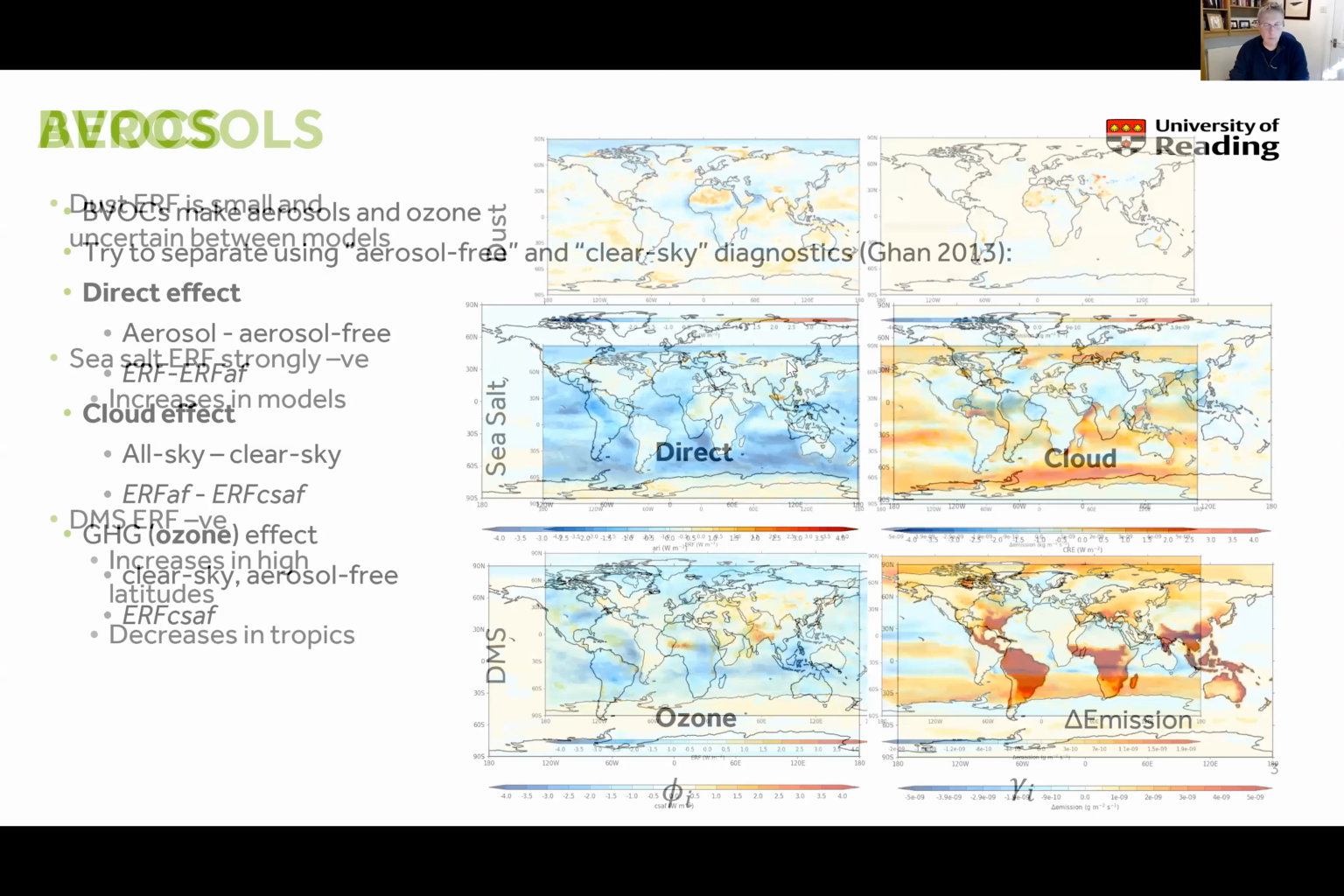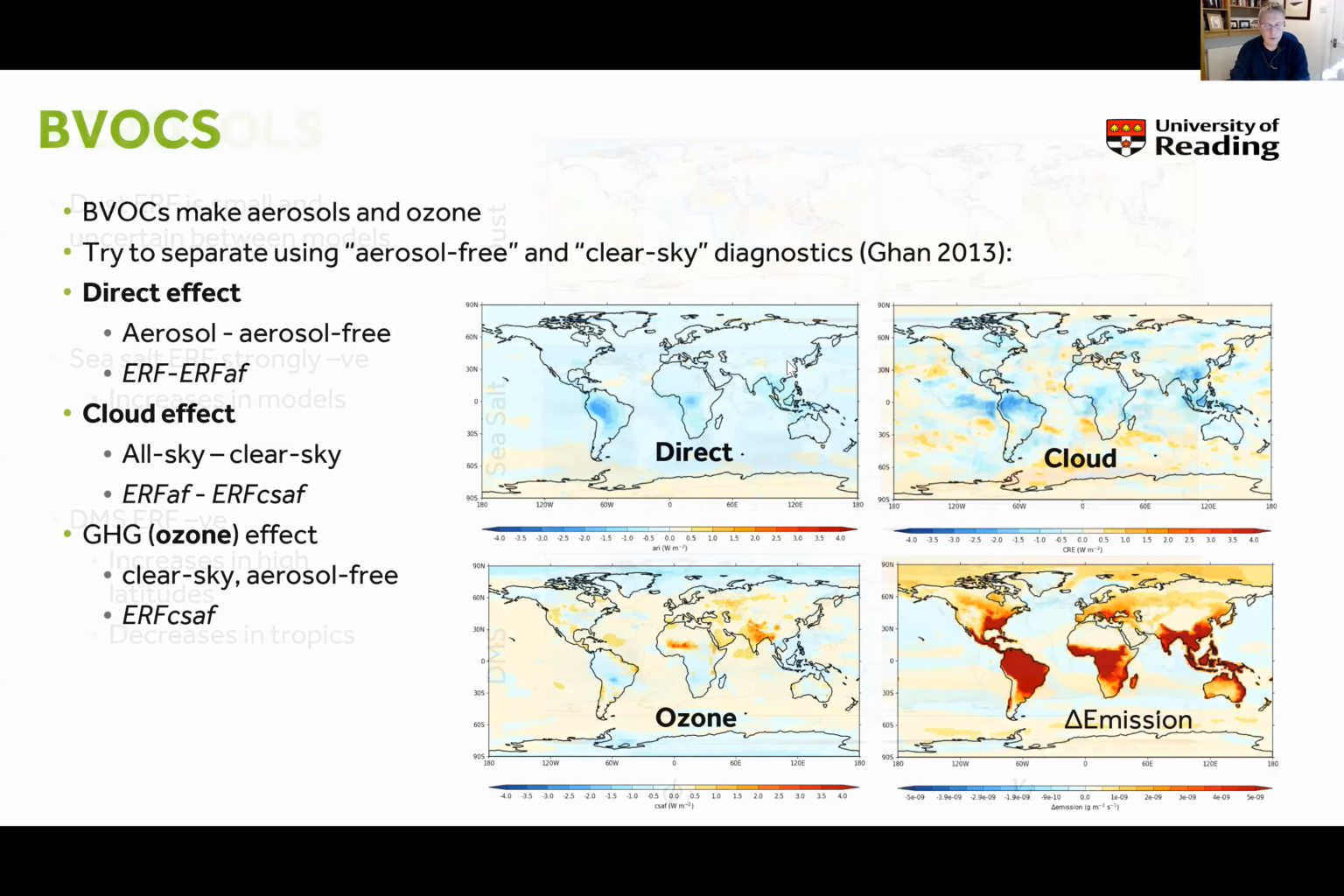So those were species that are just pure aerosols. If we want to look at species that affect both aerosols and ozone, then it's slightly more tricky to pick them out, because the standard ERF calculation basically combines everything. So one way is to use the GAN diagnostics that Jill just explained.